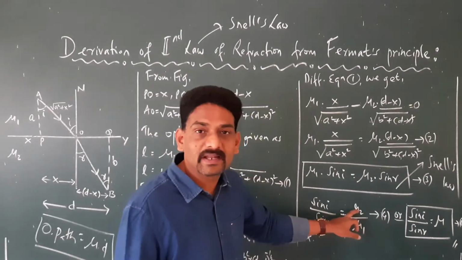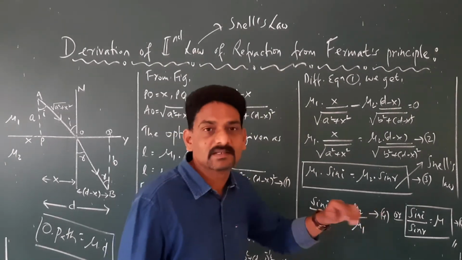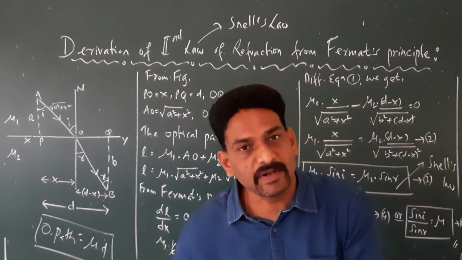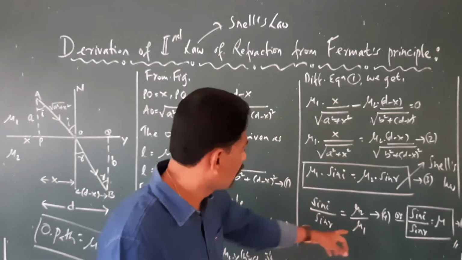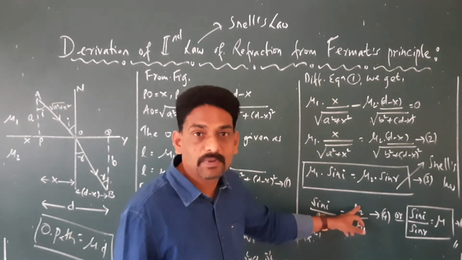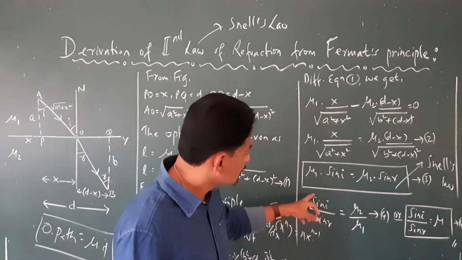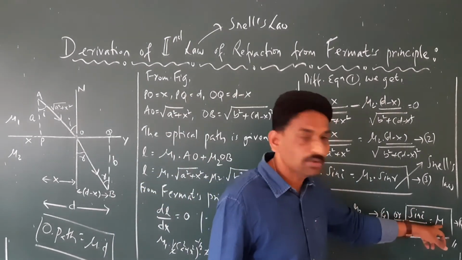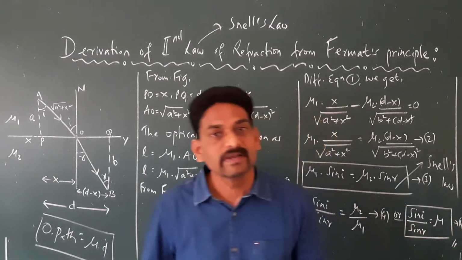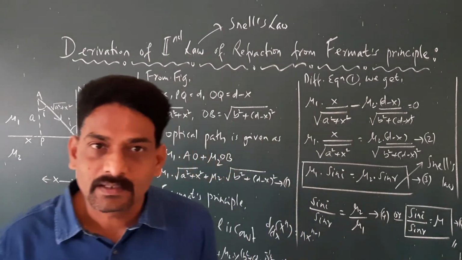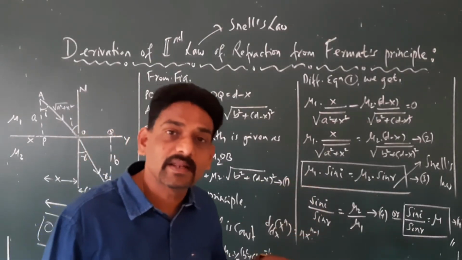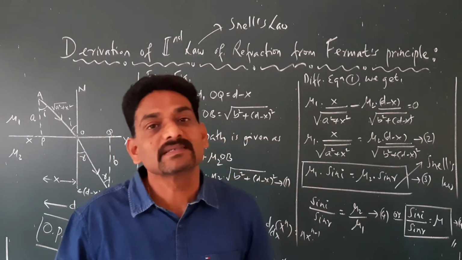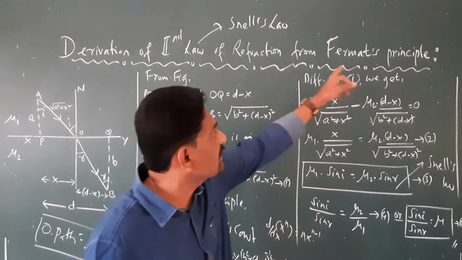Then this mu2 can be taken as mu. That is, the ray of light is traveling from air media to a medium of refractive index mu. So mu1 is going to be 1, mu2 is going to be mu. Therefore, you can say sin I by sin R equals mu. One more form of Snell's law, right? So this is how one can derive the second law of refraction or the Snell's law from the Fermat's principle, right?